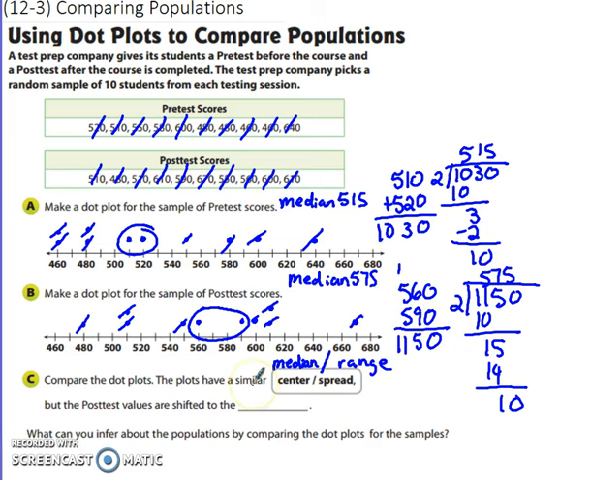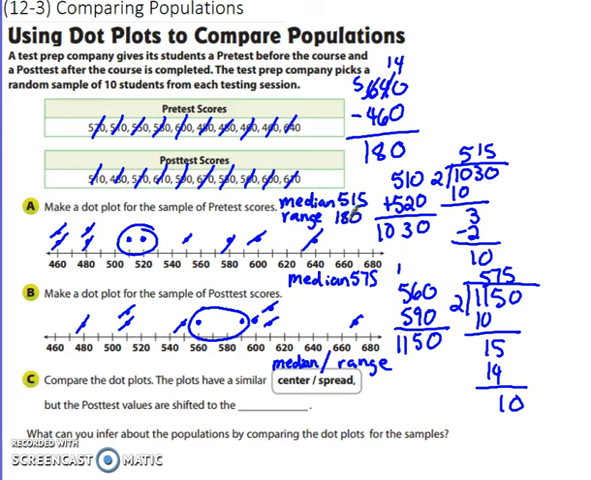All right, so we look at 515 and 575. I wouldn't say that those are similar. So now we need to look at the spread, the range. In order to find the spread or the range, you have to take the greatest number minus the smallest number. The greatest number is 640. The smallest number is 460. So when I subtract this, I got to borrow. We're going to get 180 for the range.